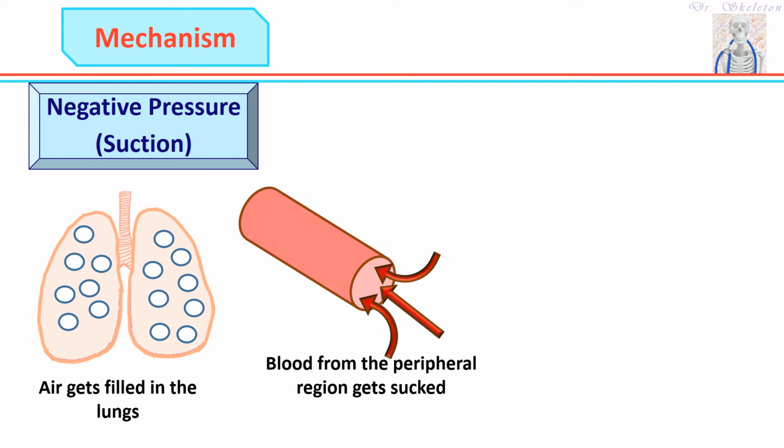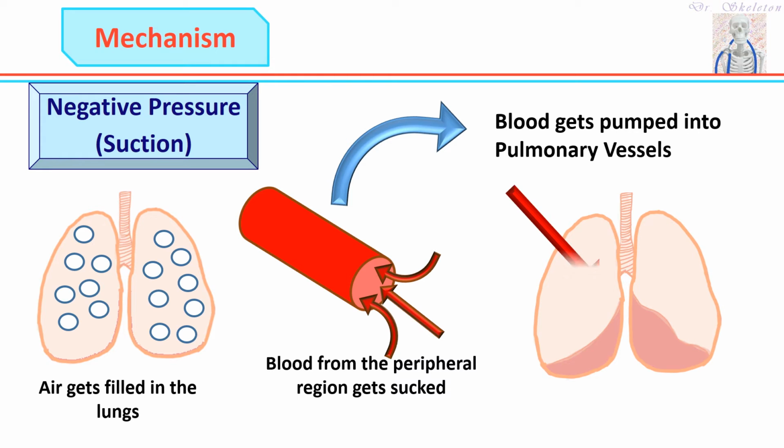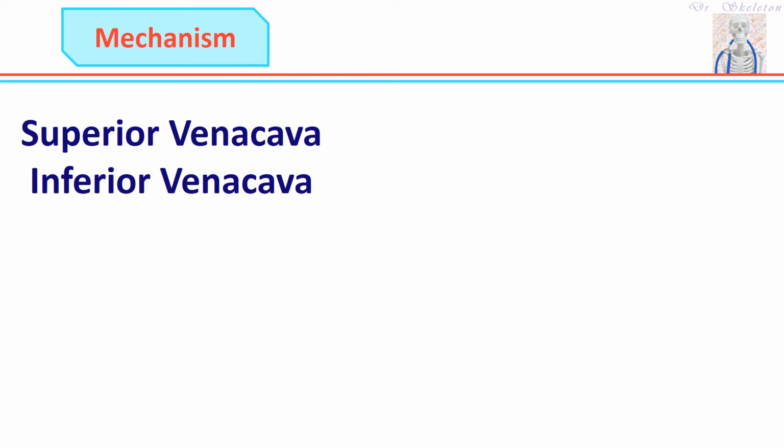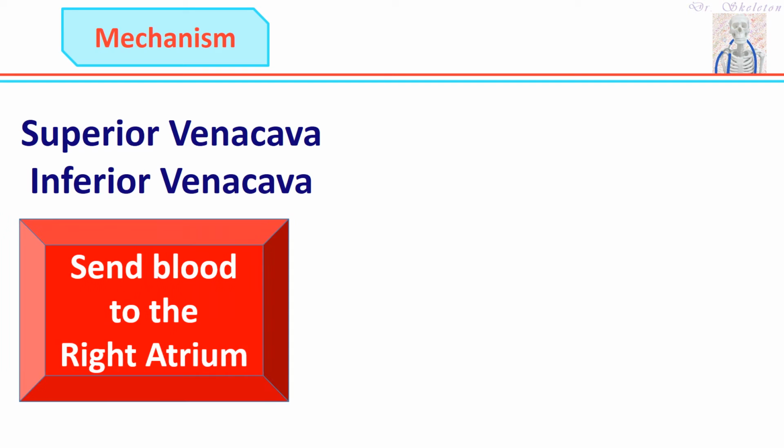Along with air, even the blood from the peripheral region gets sucked in, and the blood gets pumped into the pulmonary vessel that helps us in the gaseous exchange process. Not just the lungs, even the heart feels this suction, especially the superior and inferior vena cava. The blood gets pulled in and poured into the right atrium.